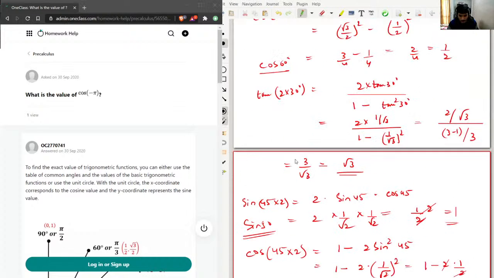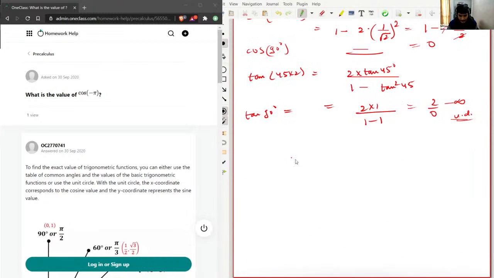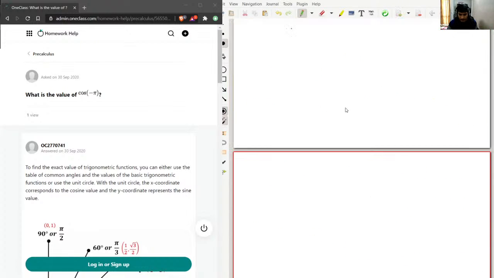Okay, so this will be question number 8. So I'll just write here question number 8. It is asking, what is the value of cos minus pi? Okay, cos minus pi.